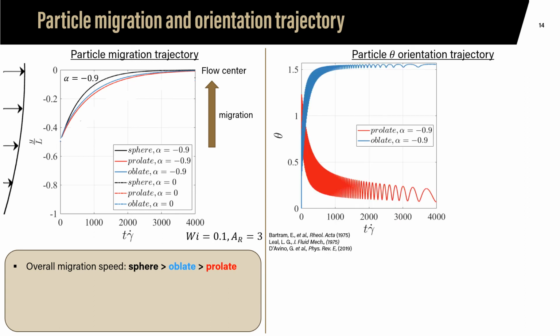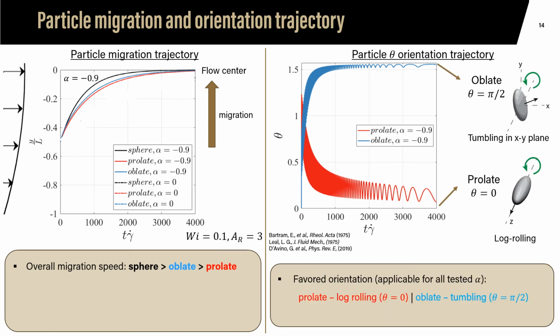In this plot of the theta trajectory, we see that the polar particle and oblate particle have very different orientation behavior. The polar particle tends to go to theta equals 0 degrees, which we call a log rolling state, and the oblate particle tends to go to theta equals 90 degrees, which we call a tumbling state. In addition, both particles show a fast transition of the theta angle towards their favorite orientation in the early stage of the migration, and they spend most of the time in that orientation during their migration.